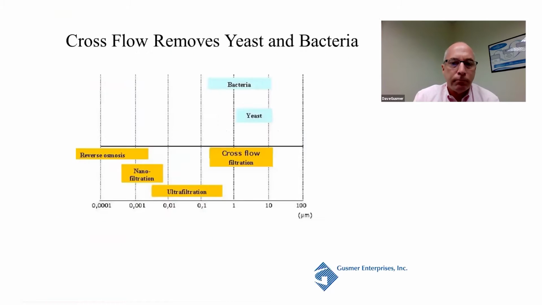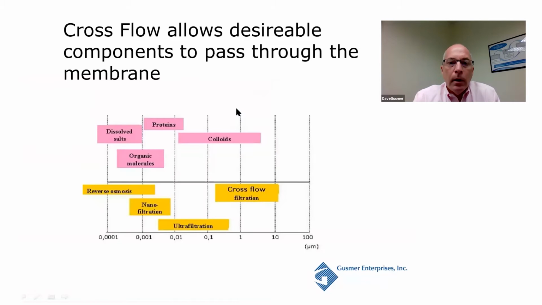Why is that important? With Crossflow, we're at this magic number of 0.2 microns. That's the key. We're going to remove yeast. We're going to remove bacteria. We are not tighter than 0.2. That would go into RO, reverse osmosis, nanofiltration, or ultrafiltration. We are only going to remove 0.2 and larger. And as a result, we're going to leave these good components in the wine. So the dissolved salts, organic molecules, the proteins, the good stuff that you're trying to keep in your wine stays in the wine.